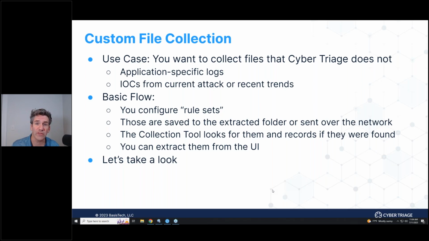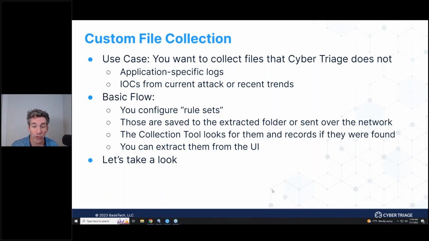So the basic flow of this, and we'll jump in the app in a second, is you're going to configure some file collection rule sets. There's a variety of rule types that you can make. We'll dive into those in a second. Those rule sets are going to be saved so that when you extract the collection tool, there's now going to be a configuration file with those rules in there. Or if you're doing stuff over the network, those rules will get downloaded to the collection tool.